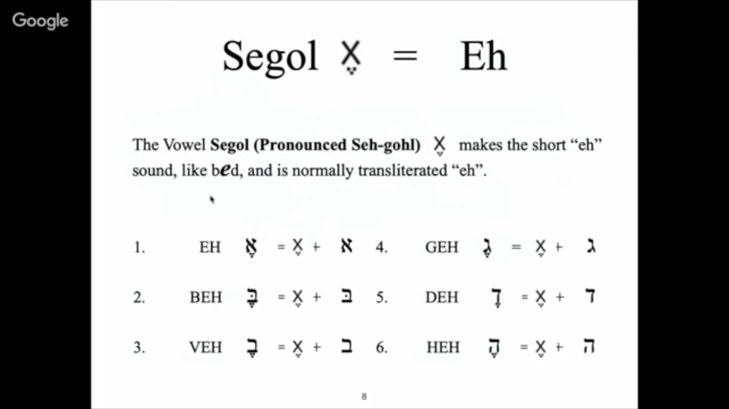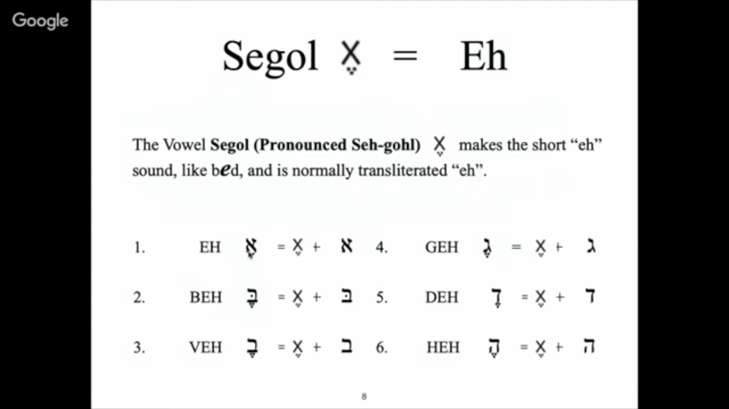Okay, so the next vowel that you'll be learning today is the segol, because the sound it's getting you to make is that eh sound that's in bed. So a segol is getting you to say that eh sound that's in bed. So the aleph with a segol is eh. And then the bay, eh. Like bed, or Ed, I guess. Yeah, said.